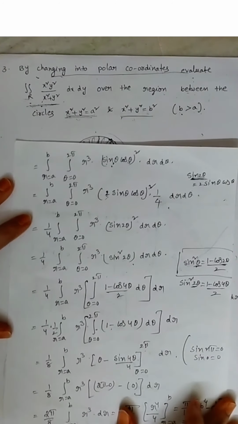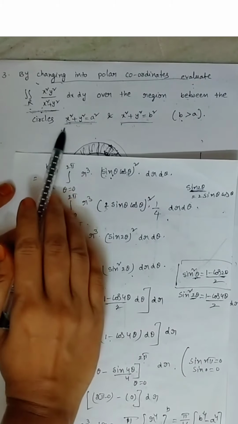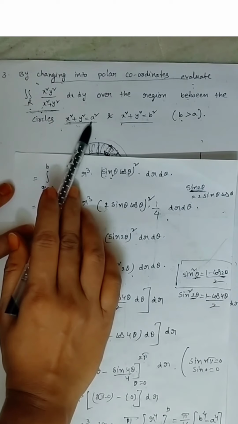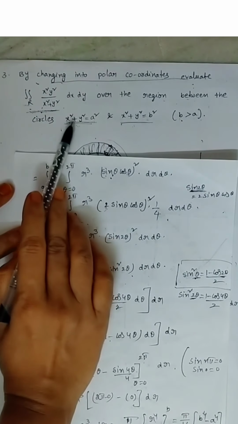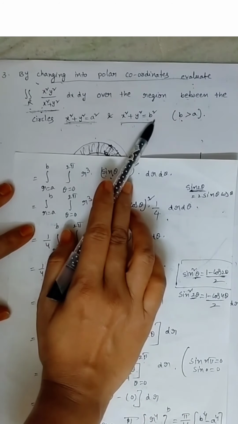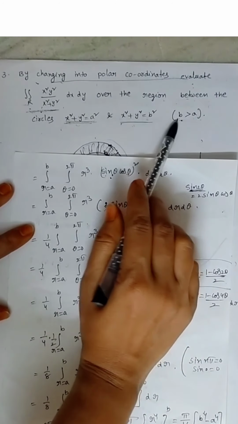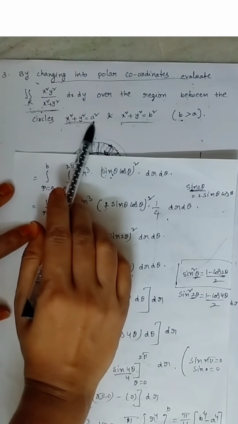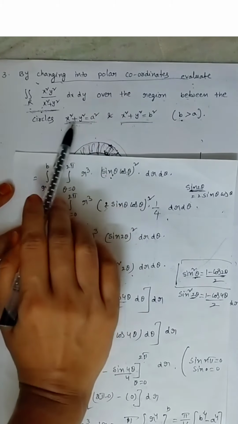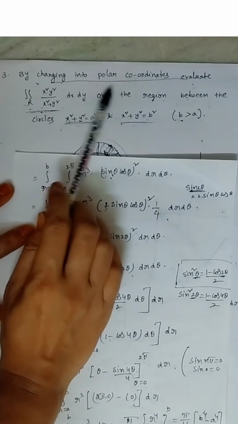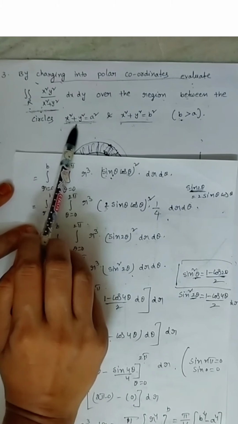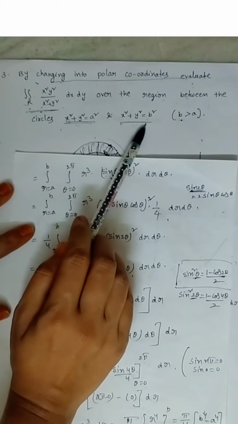Very important problem, very important problem. Instead of x squared plus y squared equals a squared, instead of giving a squared they may give constant values like 2 squared, 3 squared, 4 squared. x squared plus y squared equals 2 squared and x squared plus y squared equals 3 squared. They may not mention b greater than a. Because if it is a constant value, if it is 2 squared, we know that 2 is a small value compared to 3. So they may give a question like this: by changing into polar coordinates, evaluate the double integral of this function over the region between the circles x squared plus y squared equals 4 and x squared plus y squared equals 6.